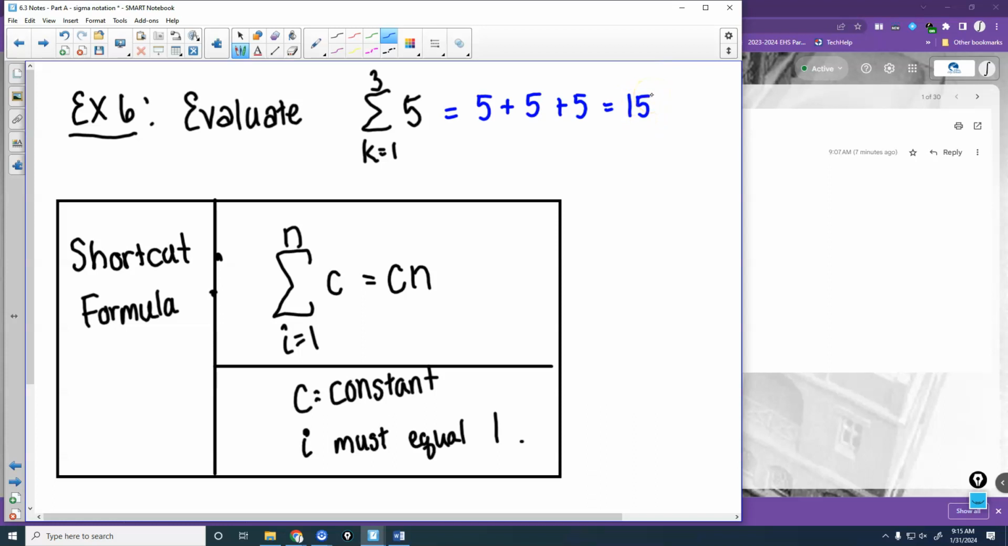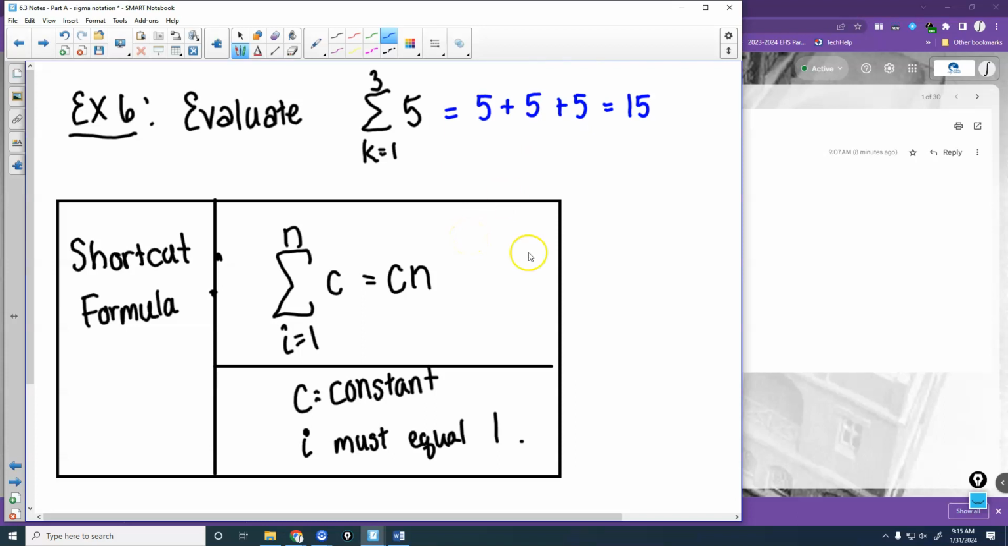Okay? There is a shortcut, obviously, if you just have a constant. If C right here is a constant, just a number, and I equals 1, it has to be true that I equals 1. If I does not equal 1, you cannot use the shortcut rule. But if I equals 1, then your answer is just that constant times your end value, right? Because you're going from 1 to 3, that's 3 times. You're adding 5 together 3 times.